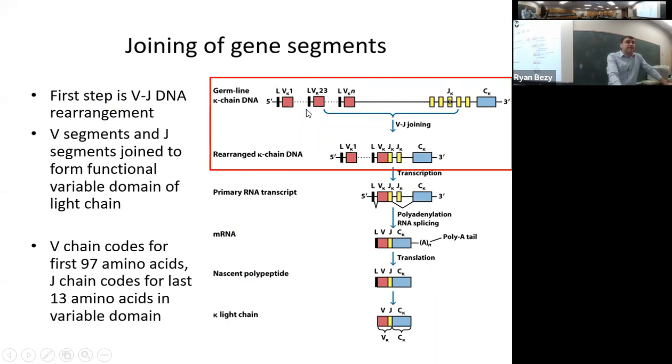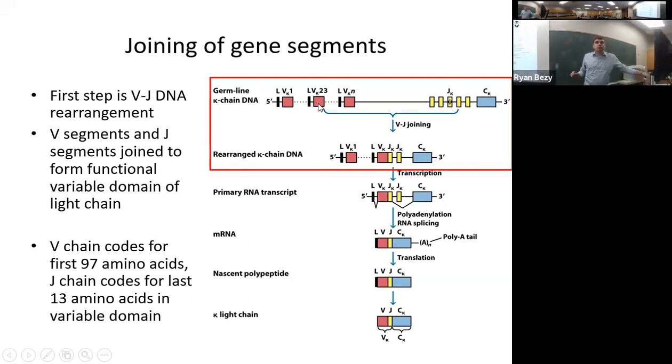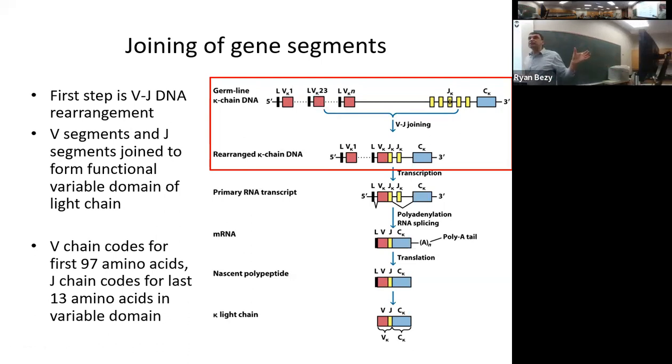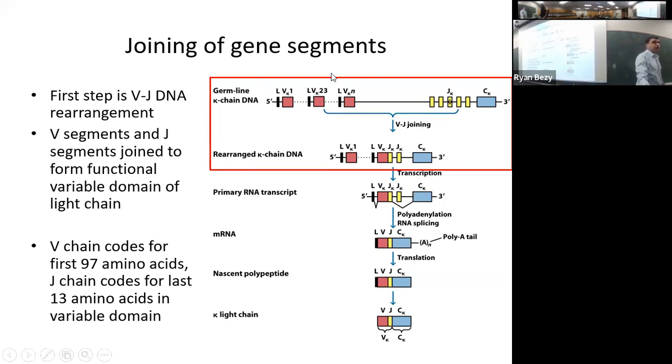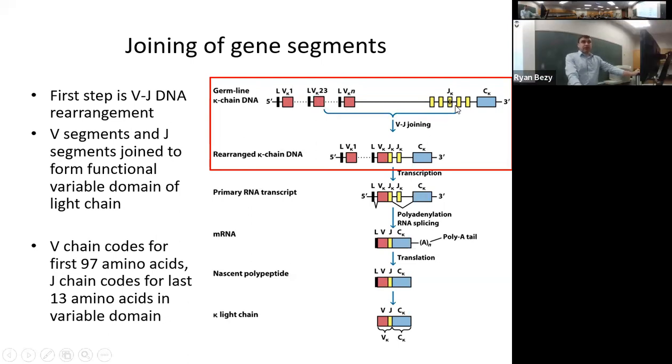So in this case, I'm theoretically using V segment number 23. Remember, there's 91 of these guys. I could have used V segment 1. I could have used V segment number 91. I just randomly chose 23. So V segment number 23 comes together with J segment number 4 over here. Okay, and then you have VJ joining.